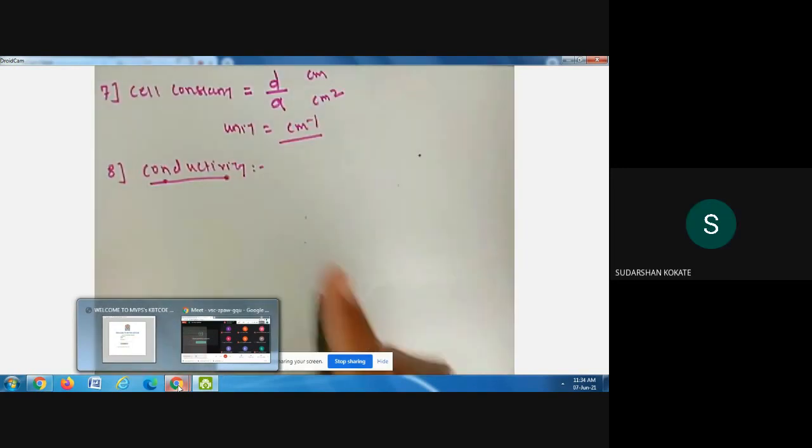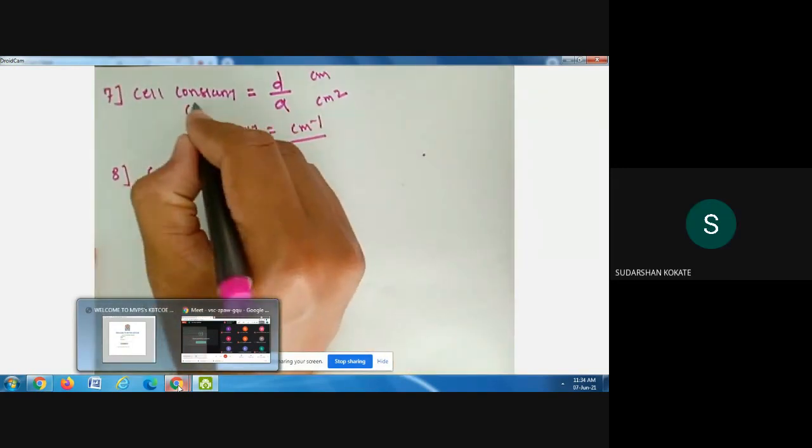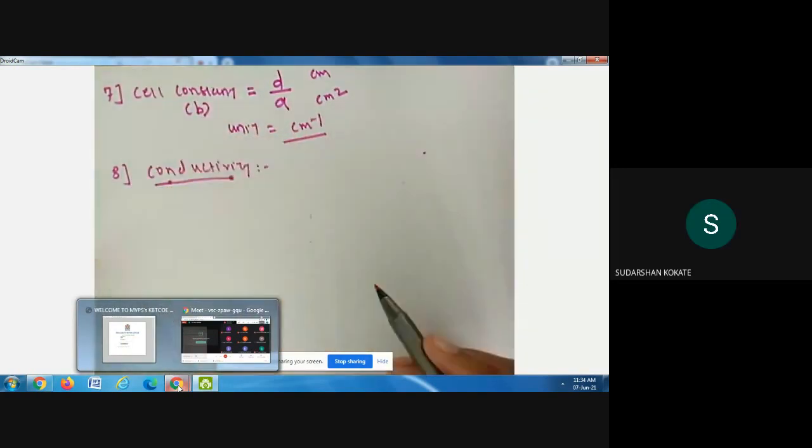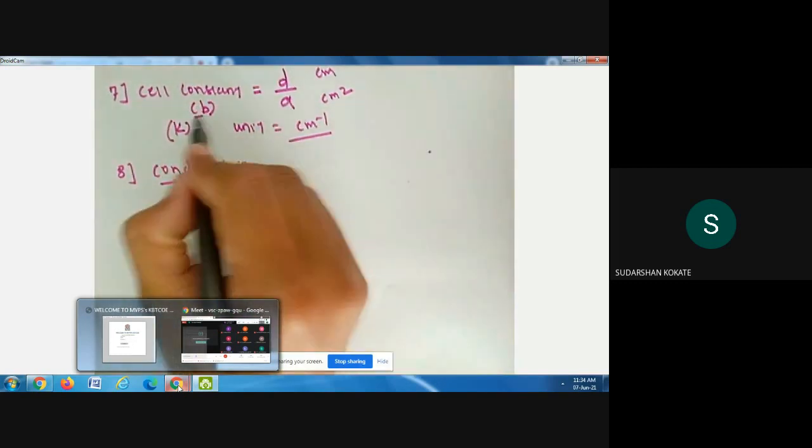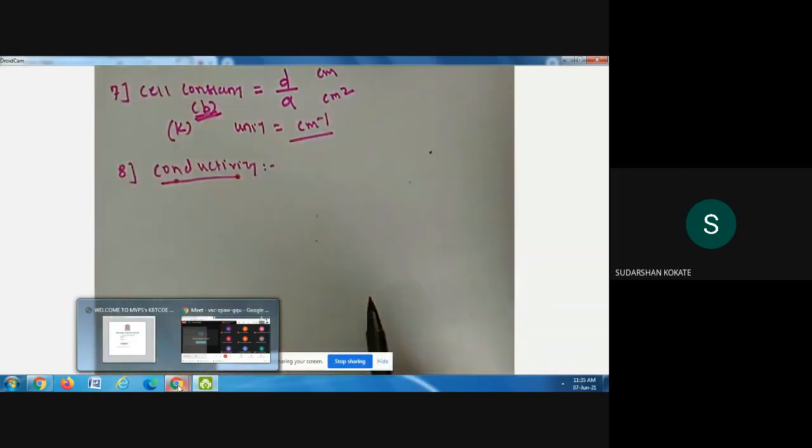Sir, what is the symbol for cell constant? Mostly, sometimes in some books it is given as B also, right? In some books it is given as K also. So you can write this as B. This is the cell constant.